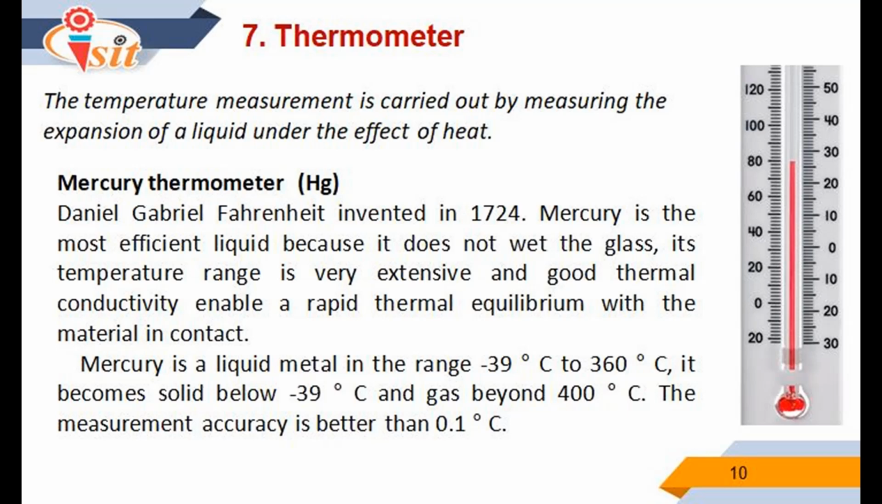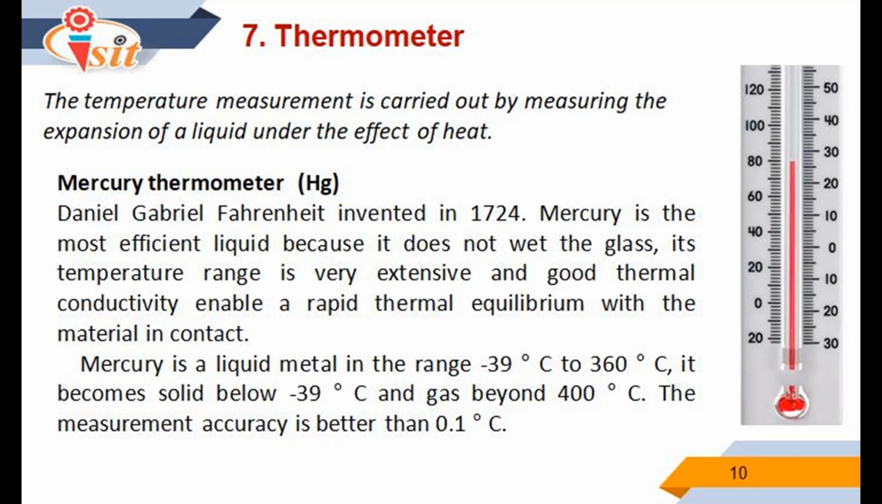Then the first point is related to the mercury thermometer. Daniel Fahrenheit invented it in 1724. The mercury thermometer tends to disappear. Mercury is the most effective liquid because it does not wet the glass. Its temperature range is very extensive, and its good thermal conductivity enables a rapid thermal equilibrium with the material in contact.